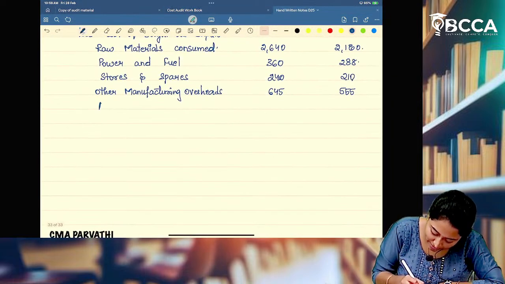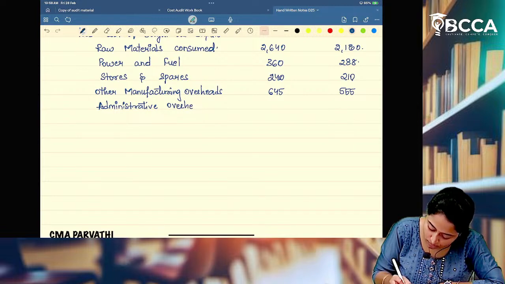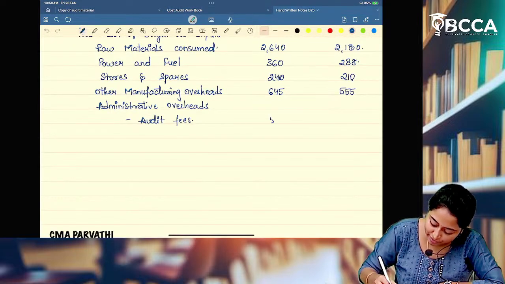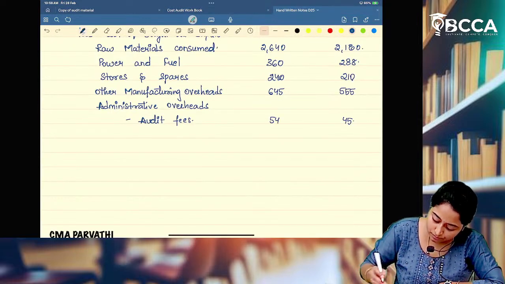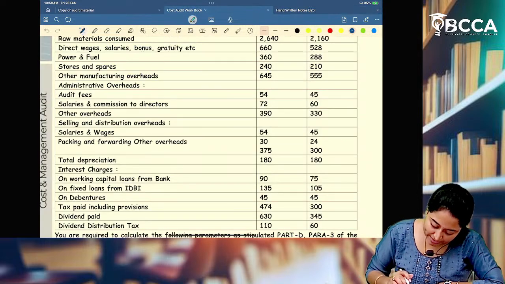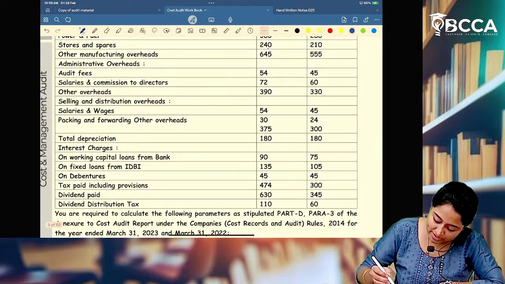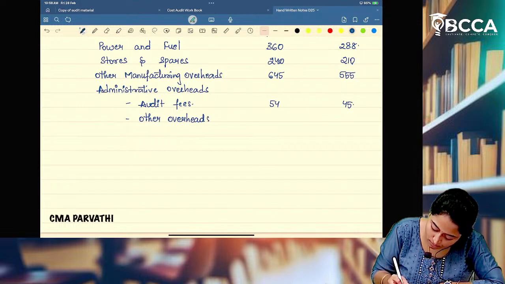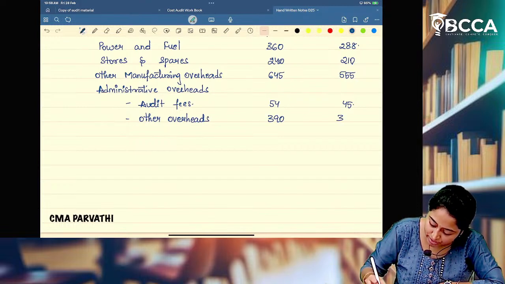And then we have audit fees under administrative overheads. So we will write first administrative overheads, in which we have audit fees. How much is audit fees? It's 54 and 45. And then we have other overheads, $390 and 330.